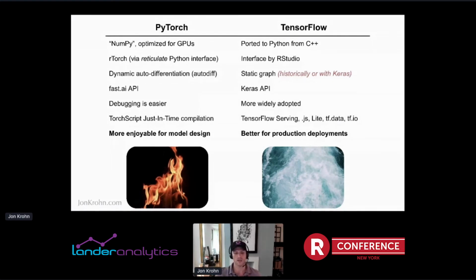Whereas in NumPy, in PyTorch, because it was designed for Python, it's very easy to use. It behaves exactly as you'd expect. The stack traces are easy to understand and go along with.